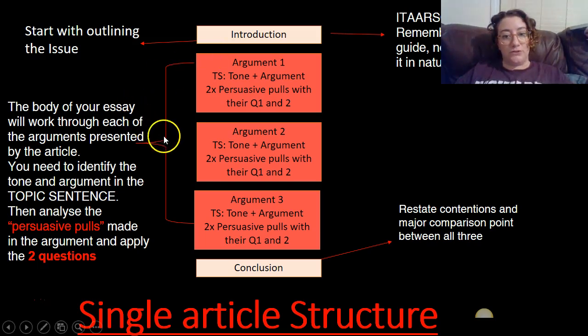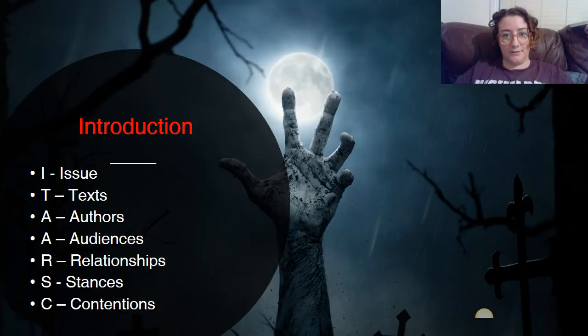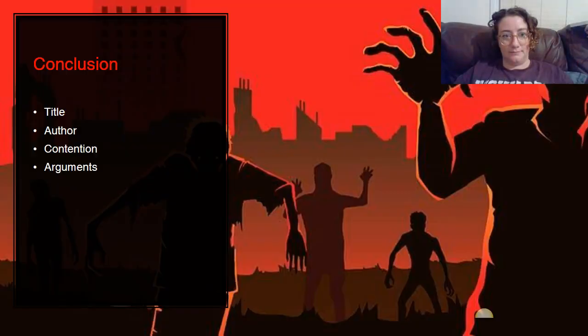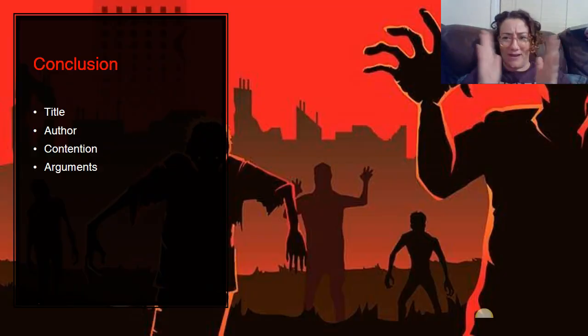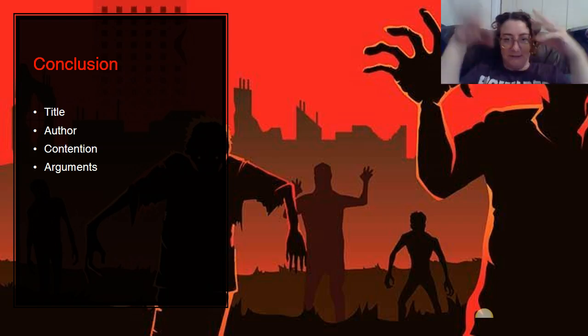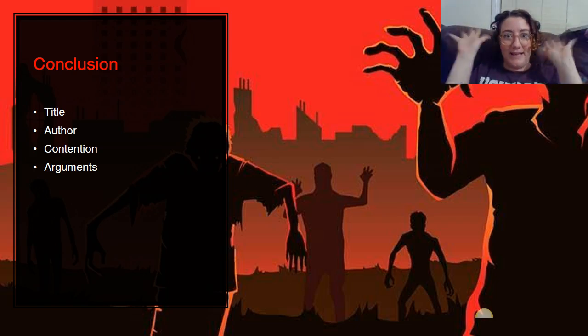And then you would move on to argument 2 and then argument 3. And then we're up to the conclusion. So let's talk conclusions. Let's talk turkey. Conclusions are very, very simple. Title of the article, author of the article, contention of the article, and arguments. Done. Easy peasy lemon squeezy. Okay?